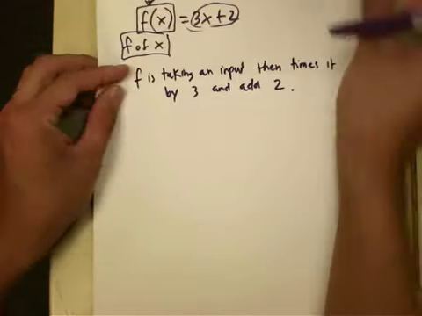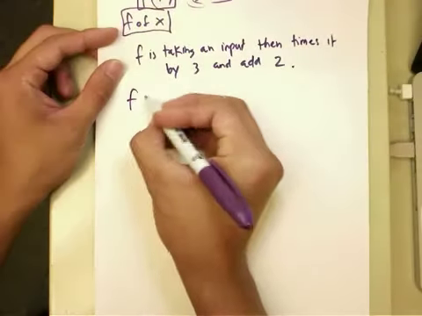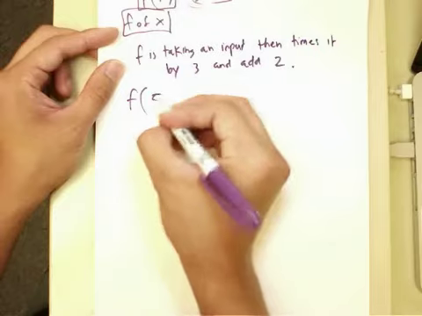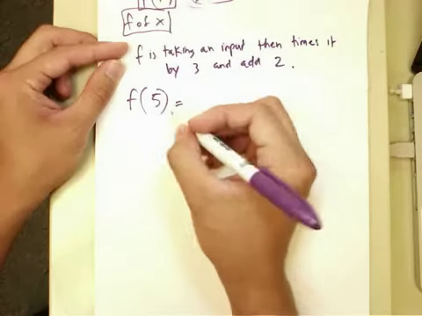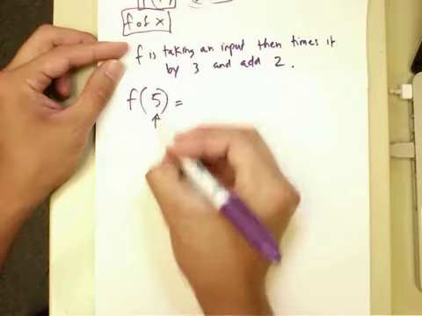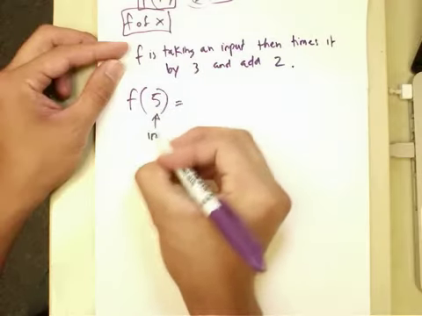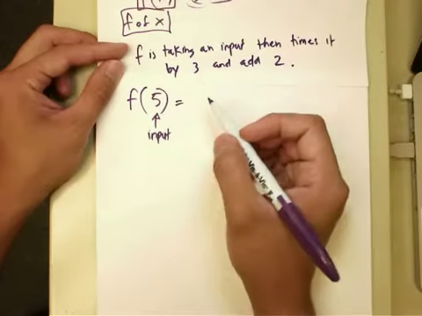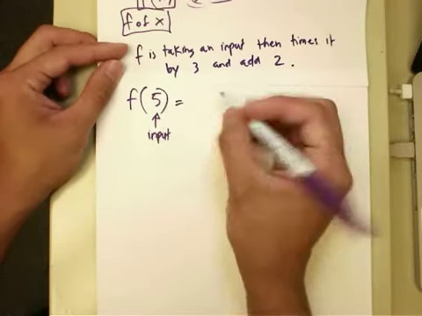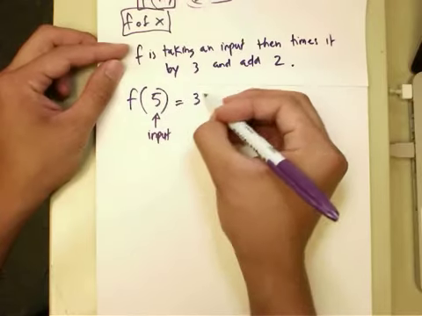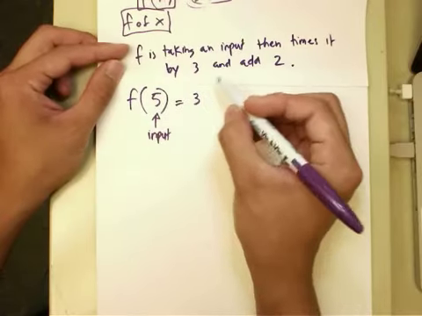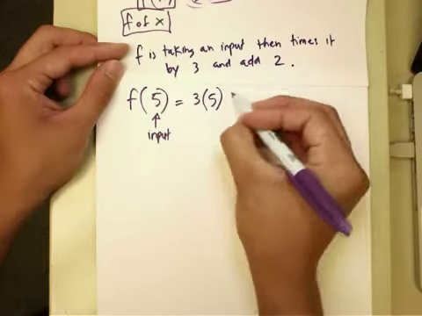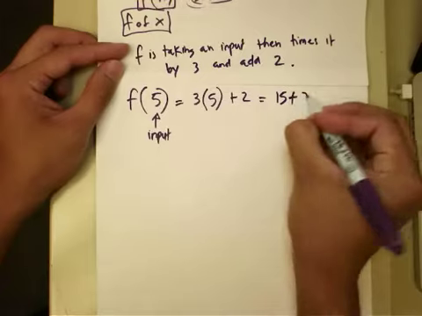So let's give this function f an input of 5. Every time you see an input, please understand that this area right here is the input. Whatever the input is, you replace the variable inside with that input. The definition tells you to take the input and times it by 3. What is your input? 5. And then you add 2 to it. So it becomes 15 plus 2.